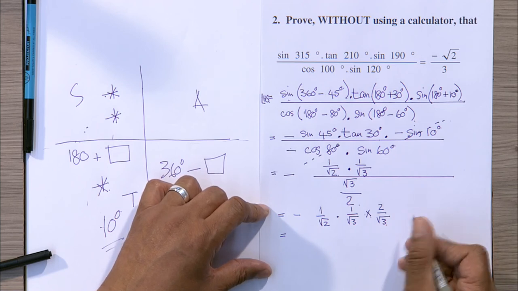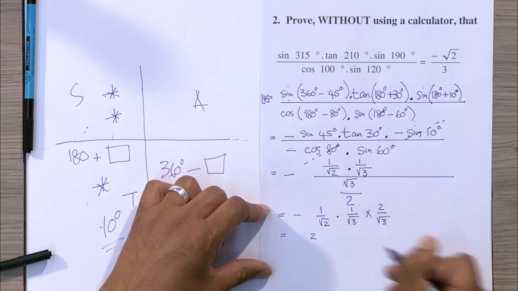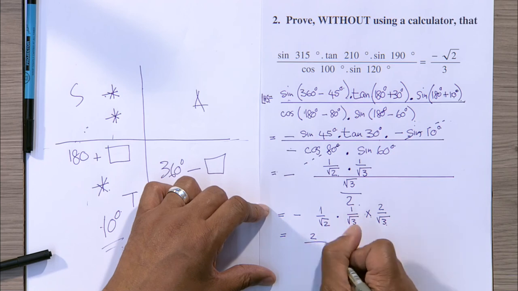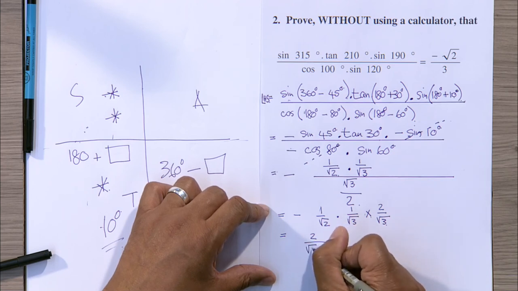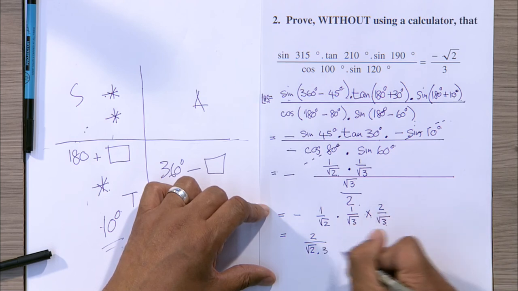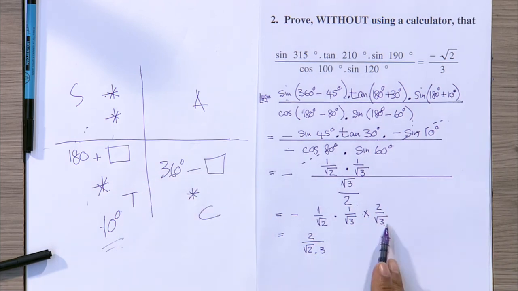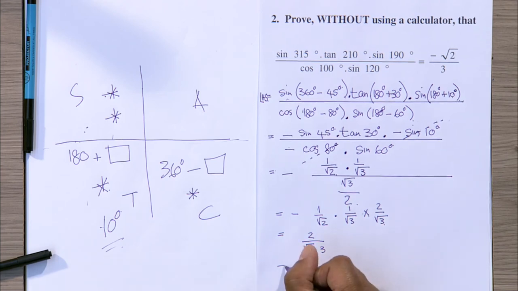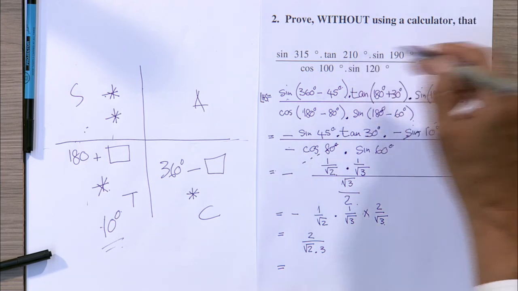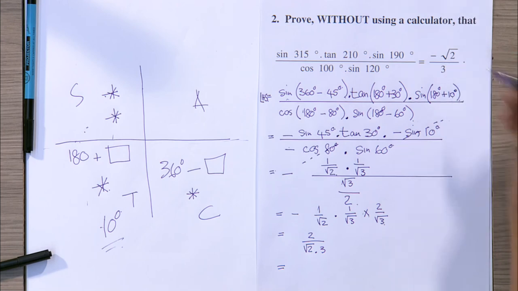So I'm left here with 2 over square root 2 times 3. Of course, square root 3 times square root 3 will be 3. And now, learners, we all know the technique of what is called the rationalization of the denominator. That is why we must prove it is equal to that.